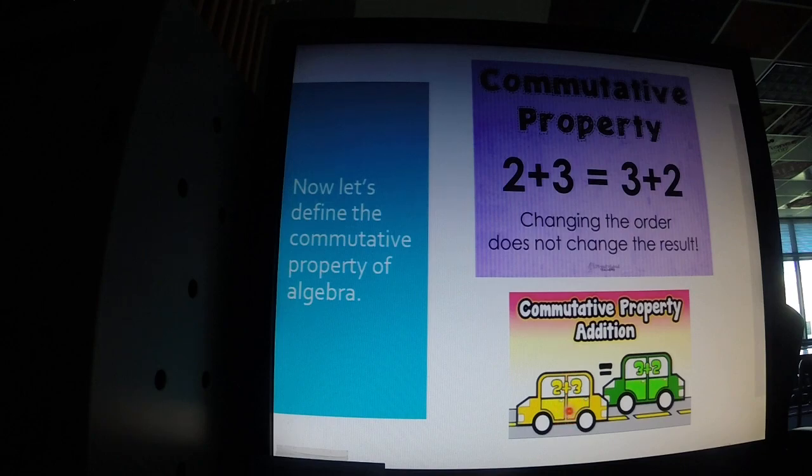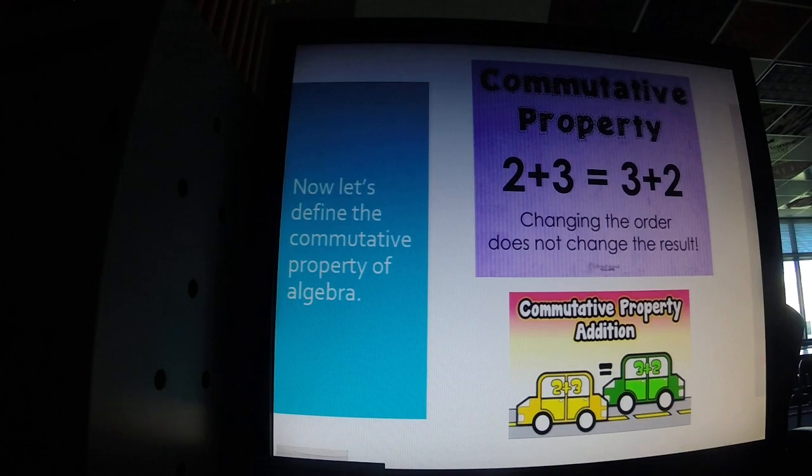A commuter is somebody who drives back and forth to work. And so that's what these cars are. This one is going this way, this one is going this way. So if you started at 2 and you went to 3, in other words, you started at home and you went to work, then on your way home you would start at work and go home. And that's kind of how the commutative property works. If I add 2 plus 3, I get 5, but if I add 3 plus 2, I still get 5.